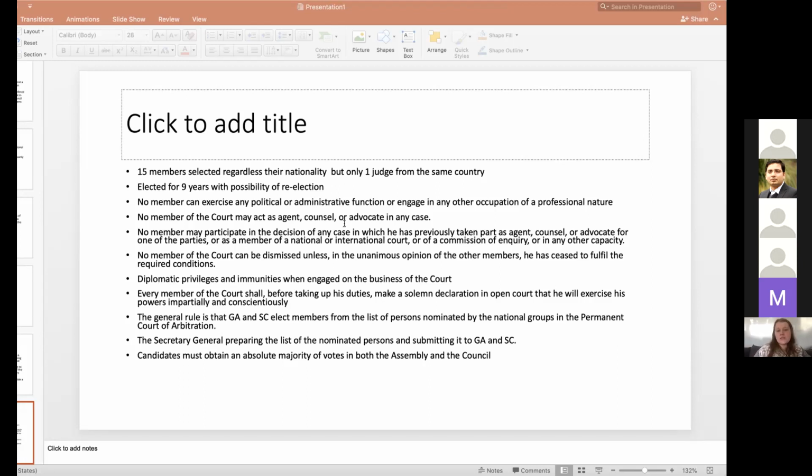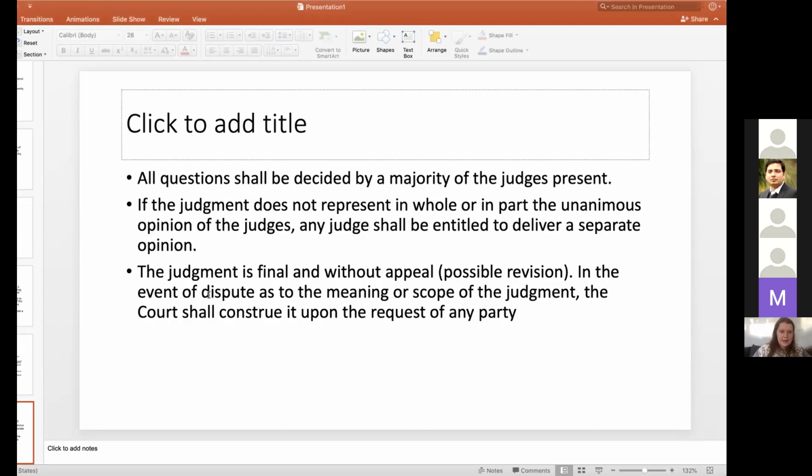All questions shall be decided by a majority of the judges present. If the judgment does not represent in whole or in part the unanimous opinion of the judges, any judge shall be entitled to deliver a separate opinion. The judgment is final and without appeal. There is a possible revision. In the event of dispute as to the meaning or scope of the judgment, the court shall construe it upon request of any party.